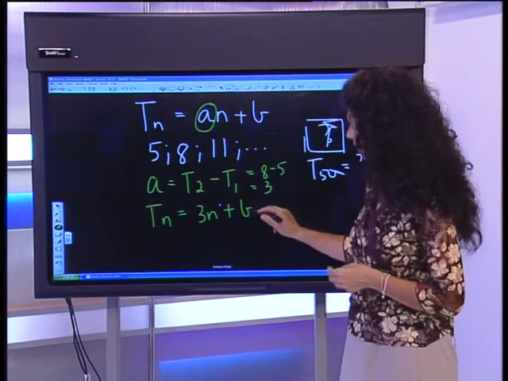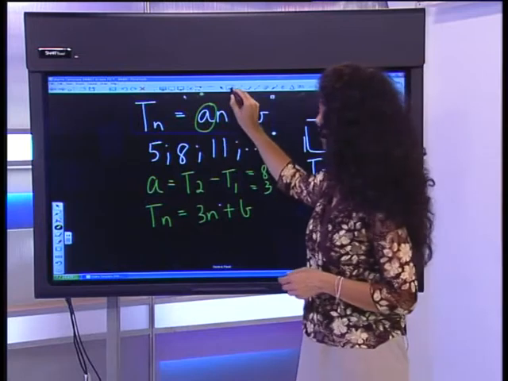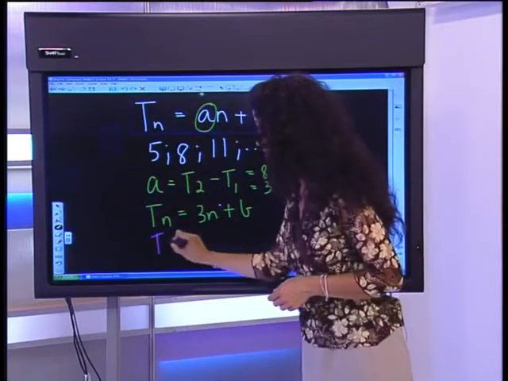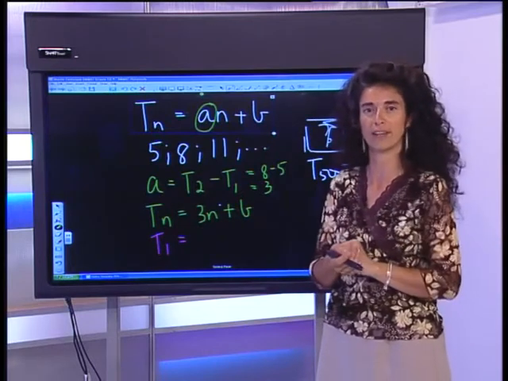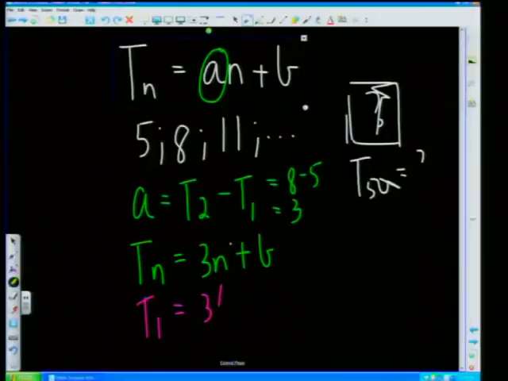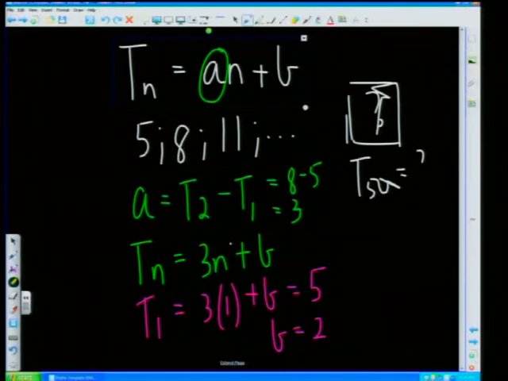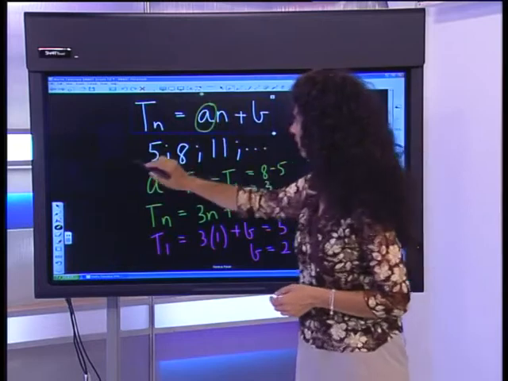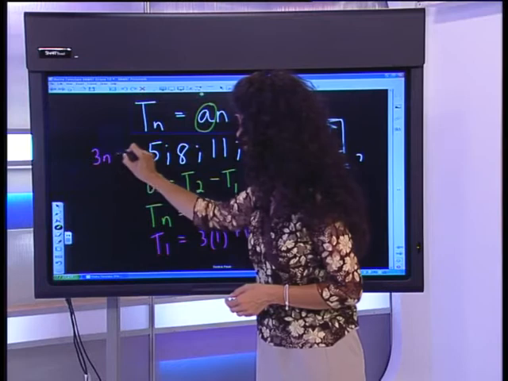How are we going to find B? By simply saying that if Tn represents any term, then T1 must represent the first term, 1 describing the first position in your pattern. So that would be 3 times 1 plus B, and that's equal to 5 in this case. So our B would be equal to 5 minus 3, which would equal 2. So we now say that for this unique pattern over here, our Tn is 3n plus 2.